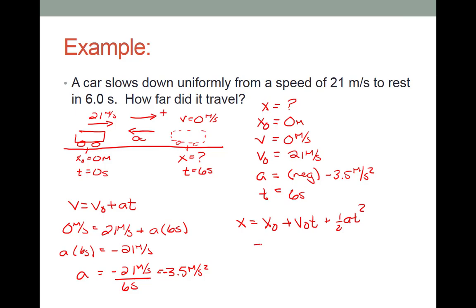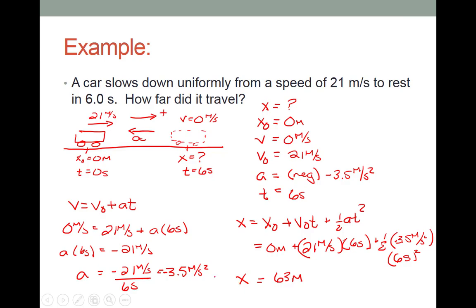Okay, so x equals 0 meters plus v naught, which was 21 meters per second, times my time of 6 seconds, plus 1/2 times negative 3.5 meters per second squared. I just ran out of room, so I'm going to write it down below, times 6 seconds squared. And if I put that into my calculator, I get 21 times 6 minus 0.5 times 3.5 times 6 squared. And I get a distance of 63 meters.